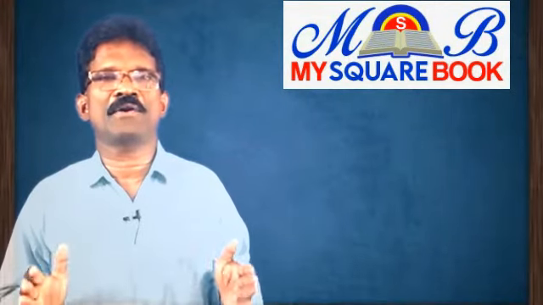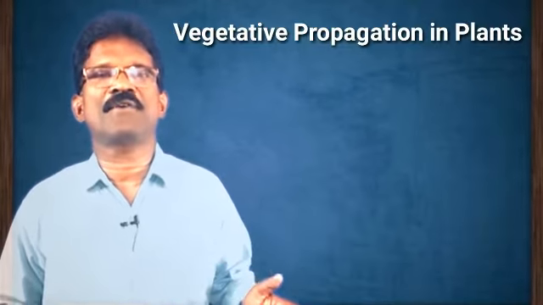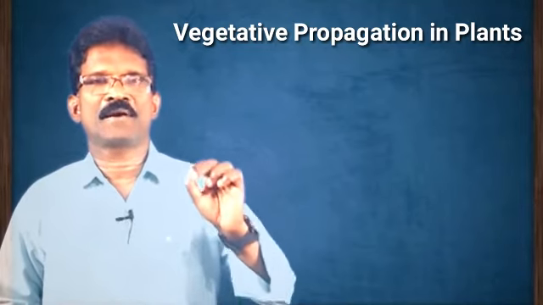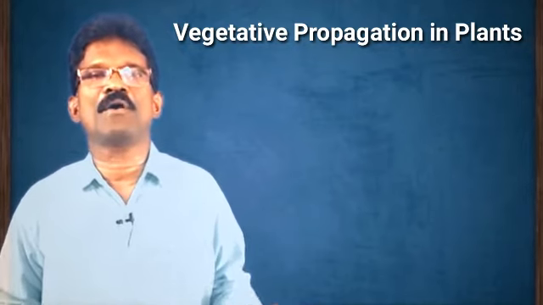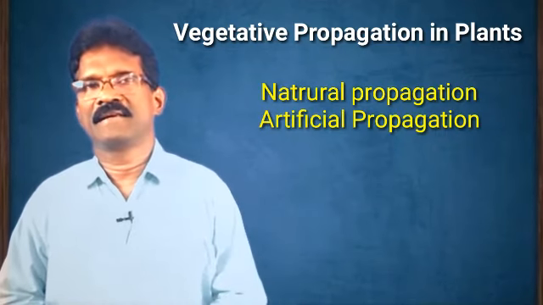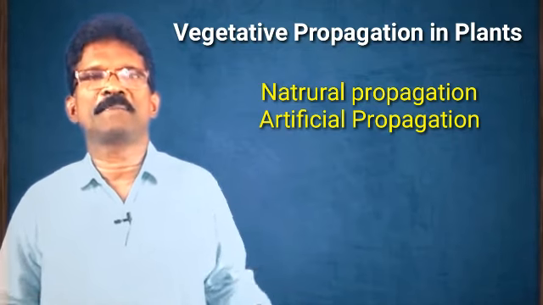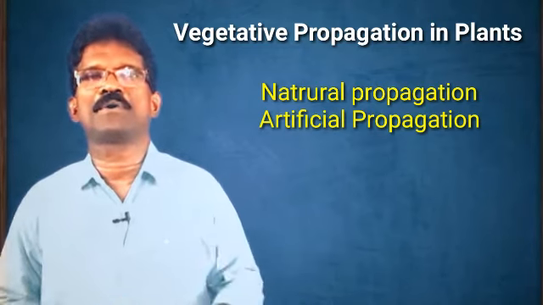Dear students, now we are going to study about reproduction in plants. There are different means of reproduction, especially vegetative reproduction, which is commonly found in plants, and vegetative propagation can be of two types, either natural or artificial. In natural methods, you will find that the plants grow from the leaves, stem or roots. So we will study in detail.